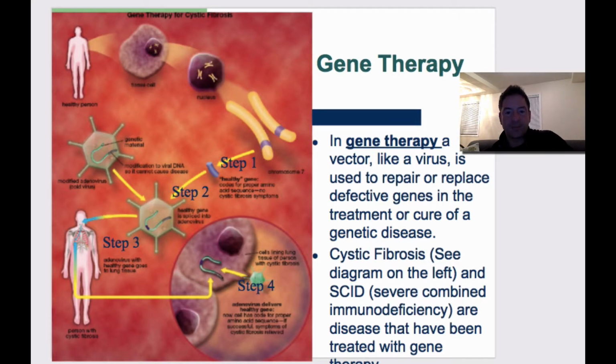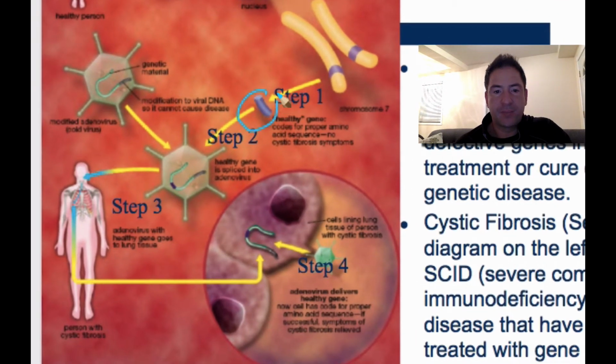In gene therapy, basically what happens is you take a vector, like a virus, for example, and you use that to cure or replace a defective gene. You're going to take this healthy gene right here. Say for cystic fibrosis, you take this healthy gene and you inject it into a virus. Now it's going to go inside this virus here.